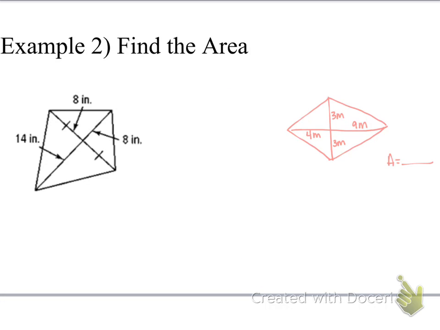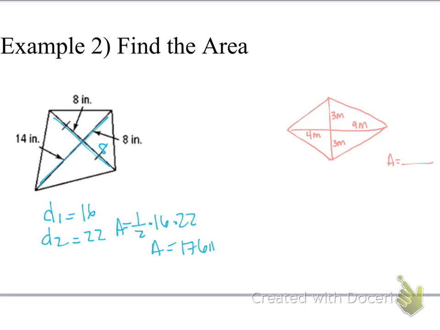Okay, my next one here, that one's 8, that means he's 8, so diagonal 1, I got 8 plus 8 to get 16, diagonal 2, 14 plus 8 gets me 22, so my A is equal to 1/2 times 16 times 22, so I got 176 inches squared.